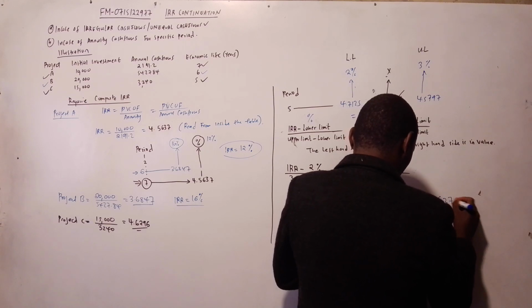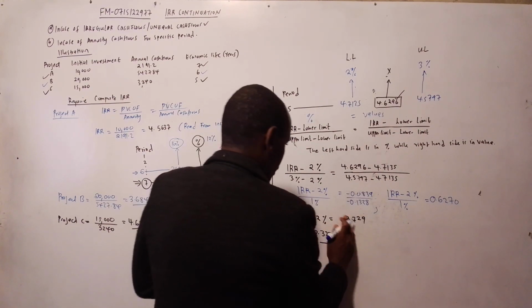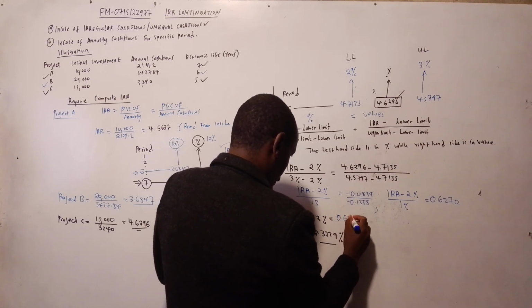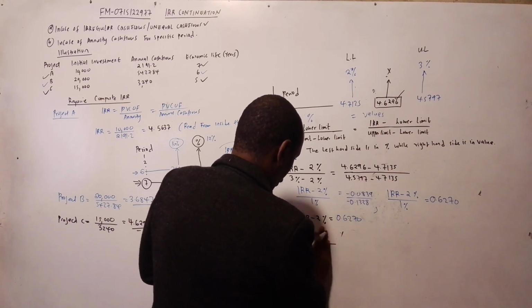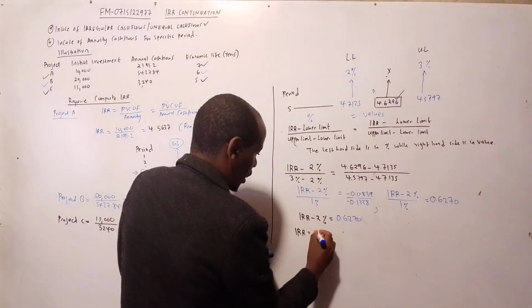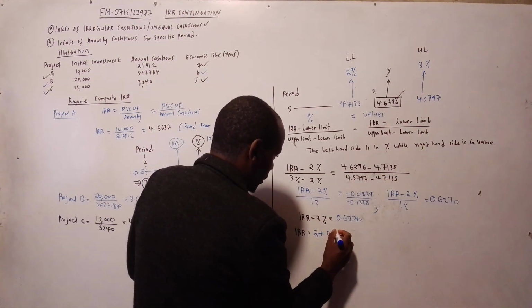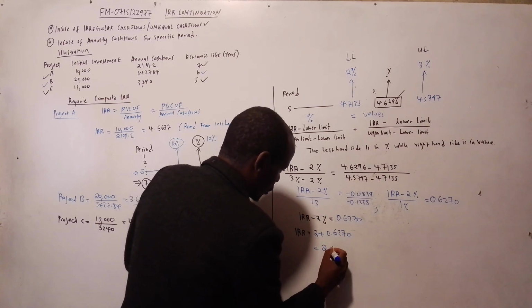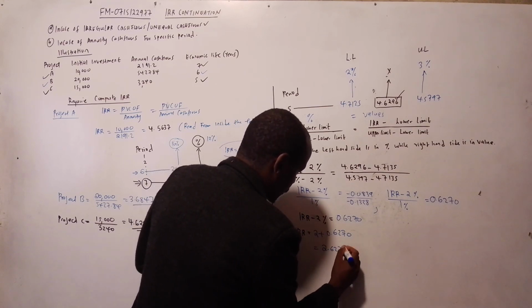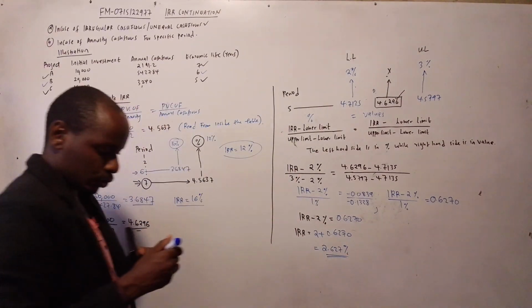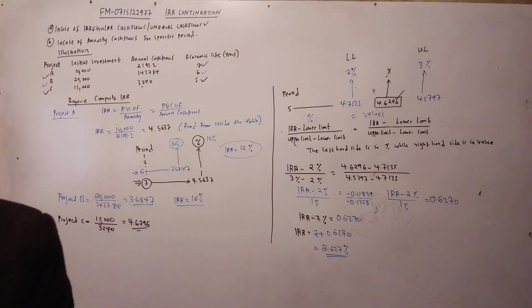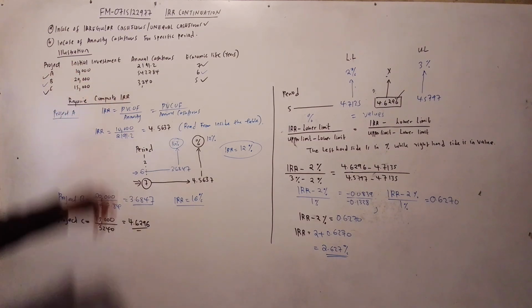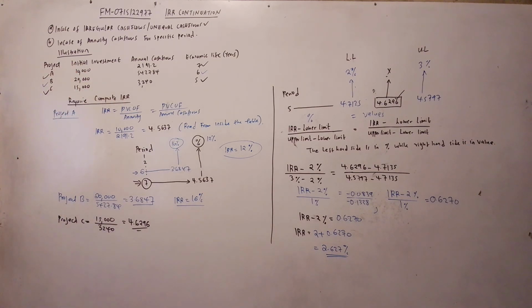0.6270. Kumaanisha hapa ni 0.6270. So we add, so tunapeleka tu on the other side, so itakuwa 2 plus 0.6270. Just I must say 2.627%. That is the actual IRR for that project. So that is in the case of annuity cash flow. We go to the next one.